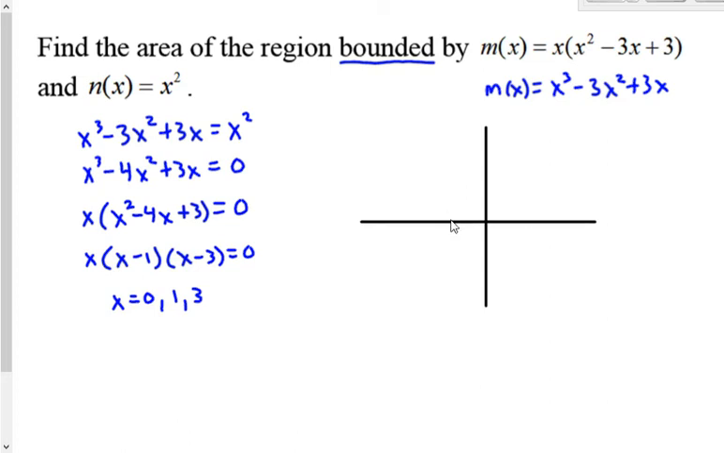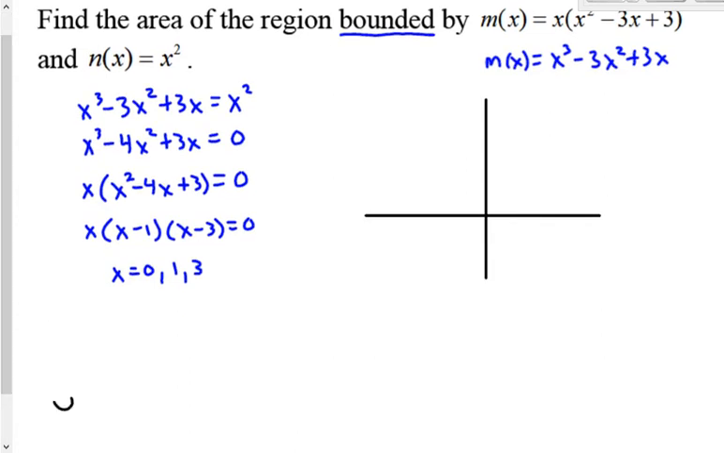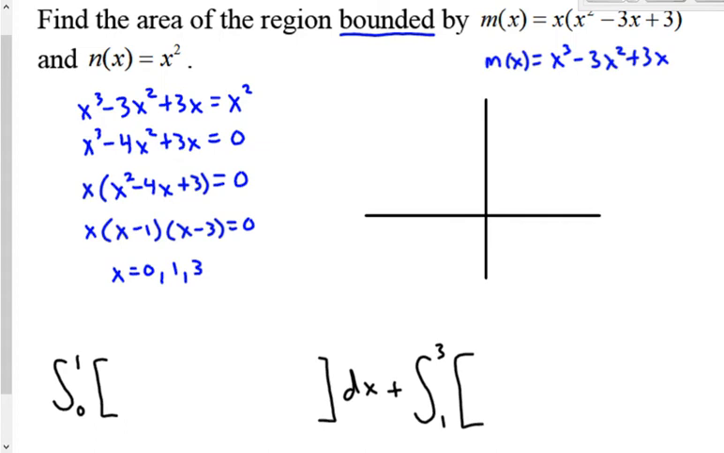And again, right now I could go ahead and integrate from 0 to 1 one of these functions minus the other one with respect to x. And then I'm going to integrate from 1 to 3 one of the functions minus the other function with respect to x. If I don't take the time to figure out which one's above, then if I have them backwards, I'm just going to get a negative answer.